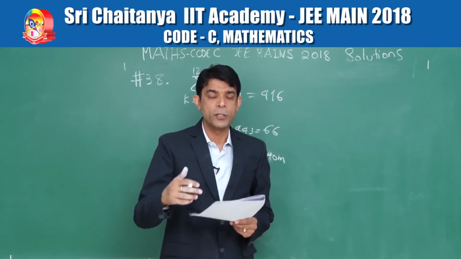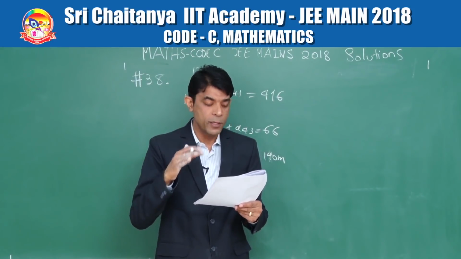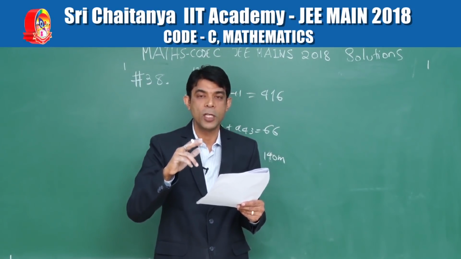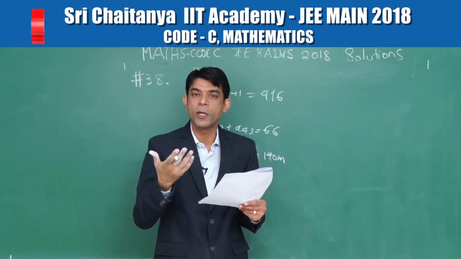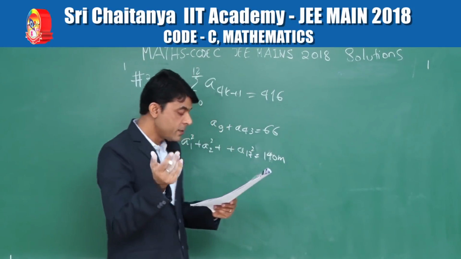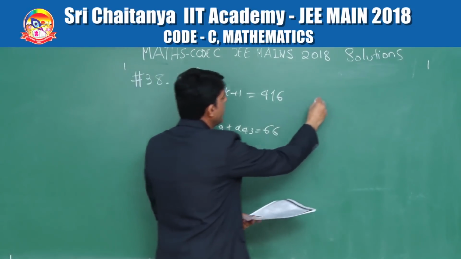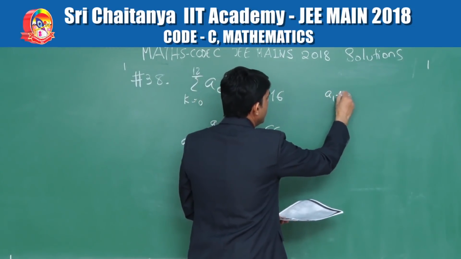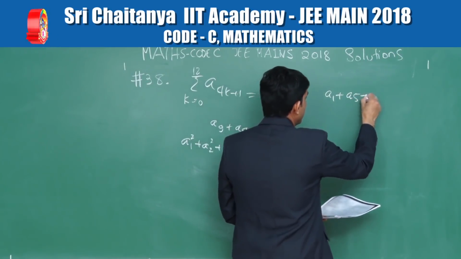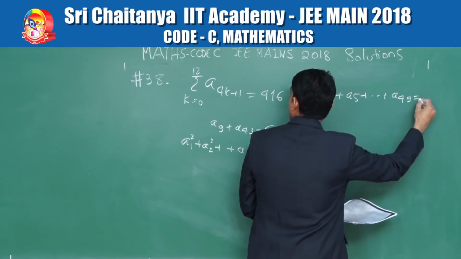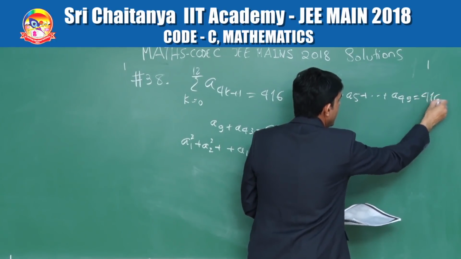So it's a basic question. We just have to express everything in terms of a1 and d and solve the set of equations, and from there we can find the answer. So let's do it. The first condition, a4k+1, that reads as a1 plus a5 all the way to a49 is given to be 416.